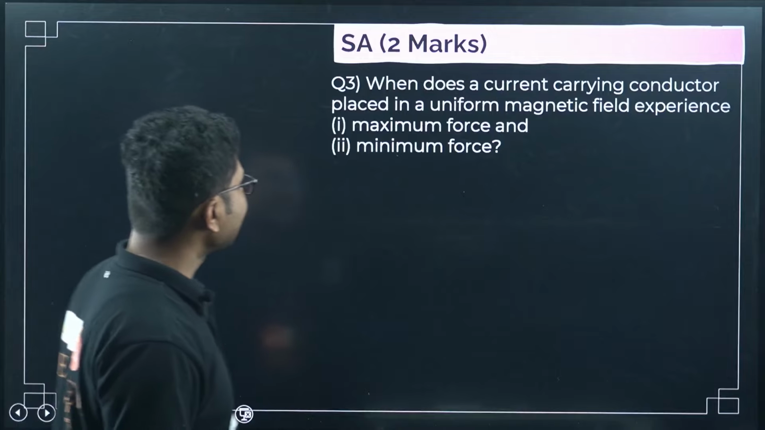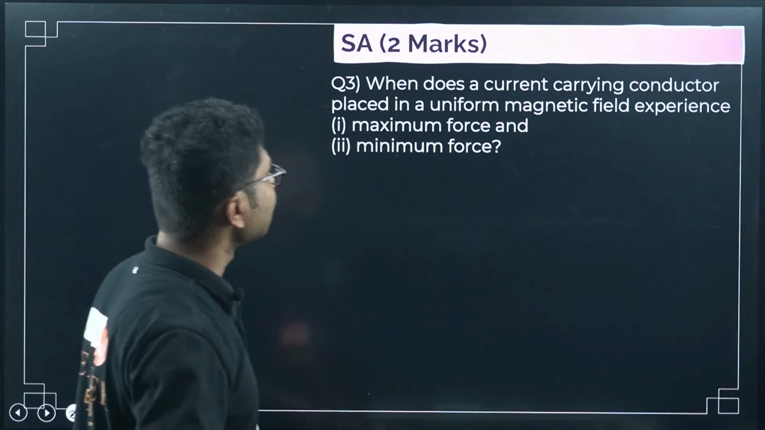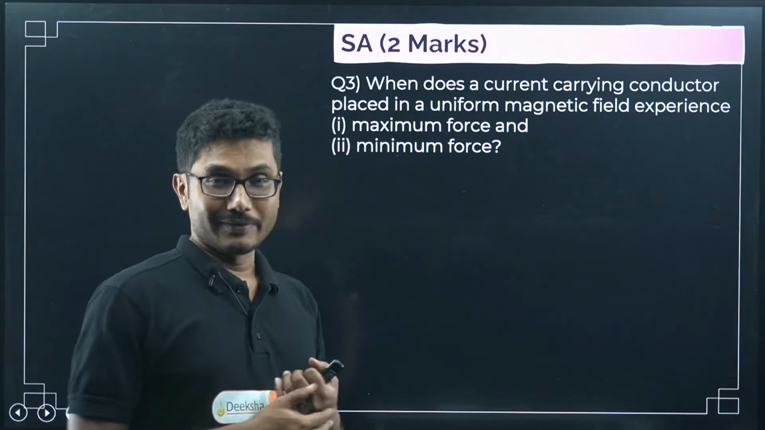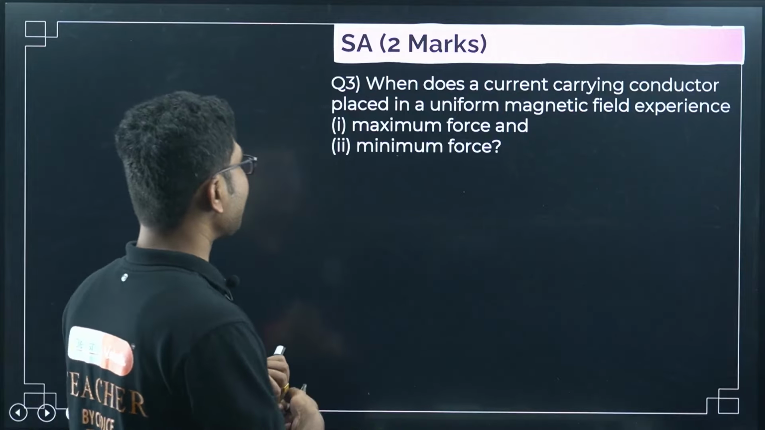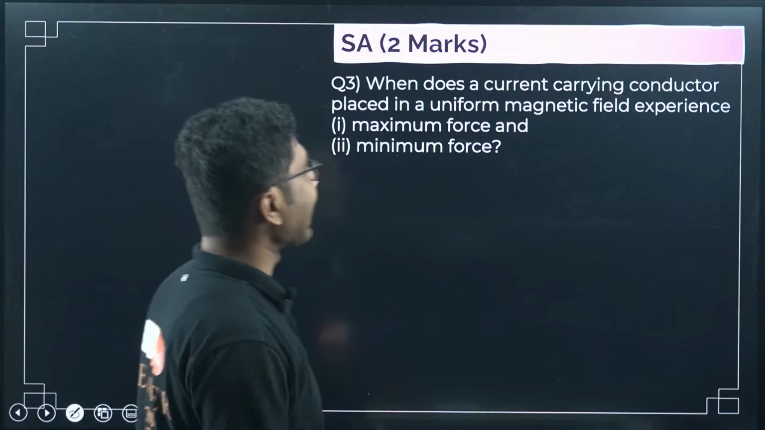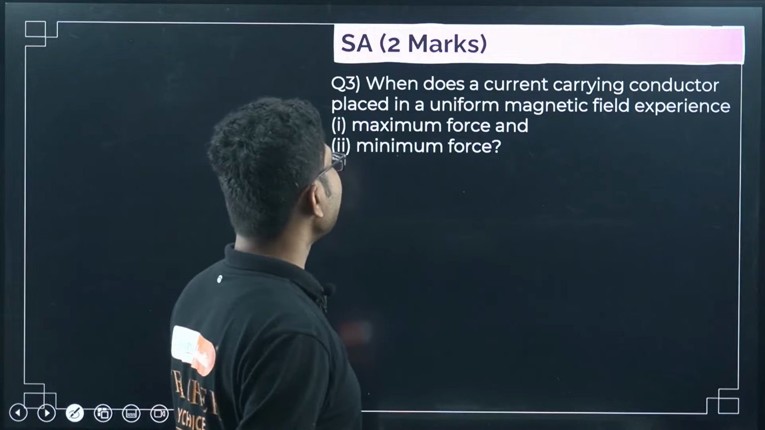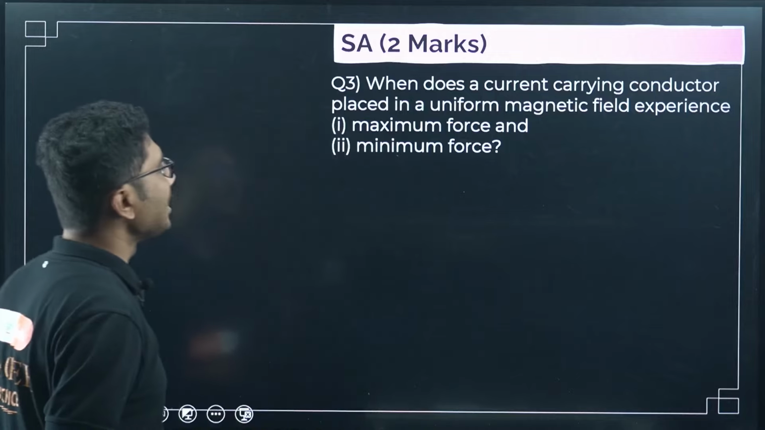Now next question, another 2 more questions. This is not a numerical question, so numerical questions are over. So that is a good relief. There will be no numerical questions for this chapter. When does a current carrying conductor placed in a uniform magnetic field experience maximum and minimum force?